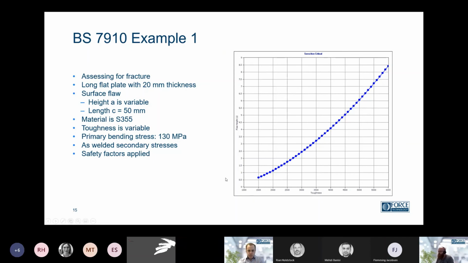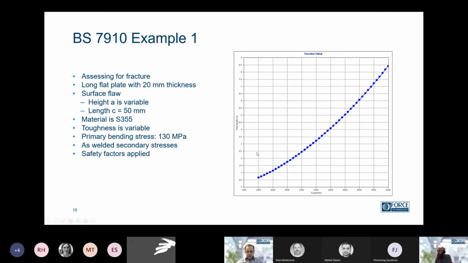So as you can see, if the fracture toughness is around 1500 Newton per millimeter to the power of 3.5, we get a critical flaw height of 0.6 millimeters. If we increase to 3000 in fracture toughness, we have 2.5 millimeters. And if we go up to 5000, for example, then as you can see, the critical flaw height increases quite a lot.